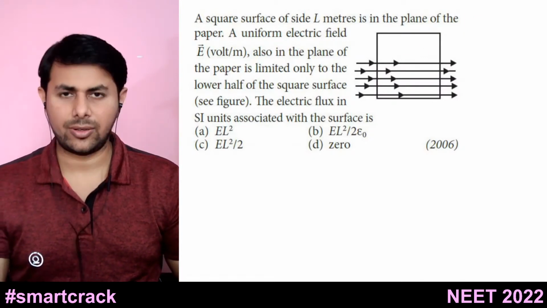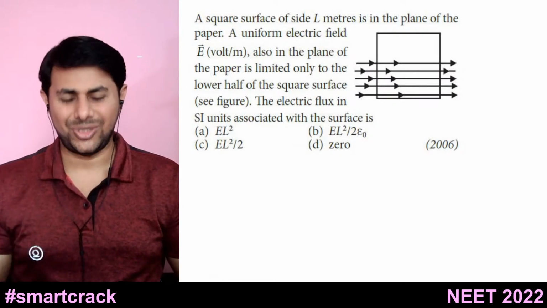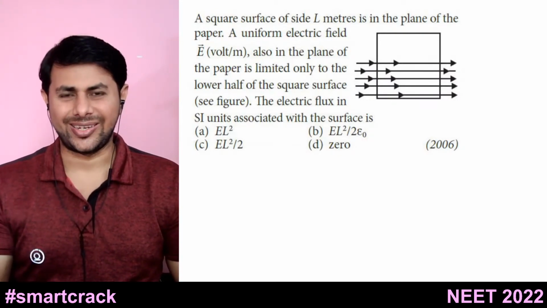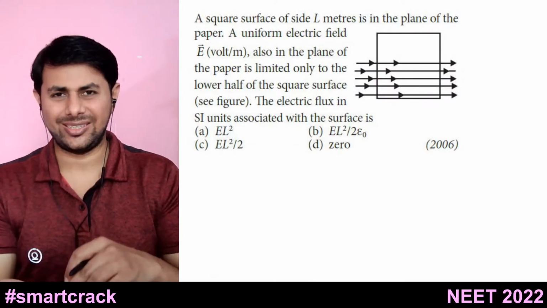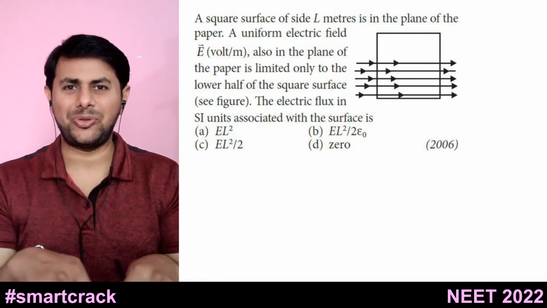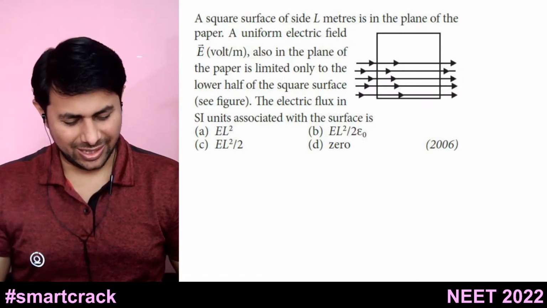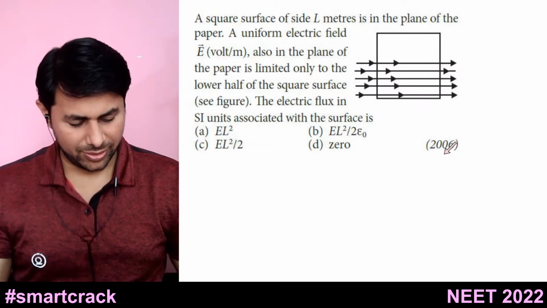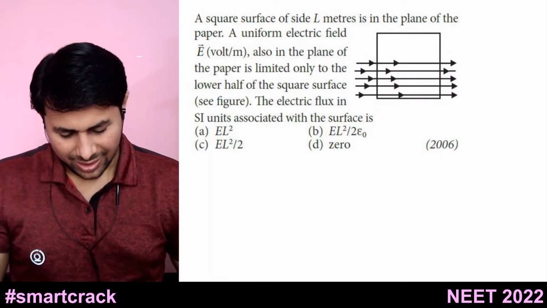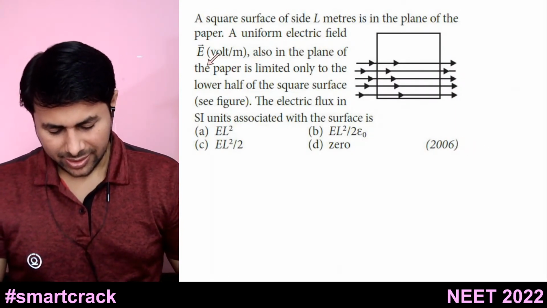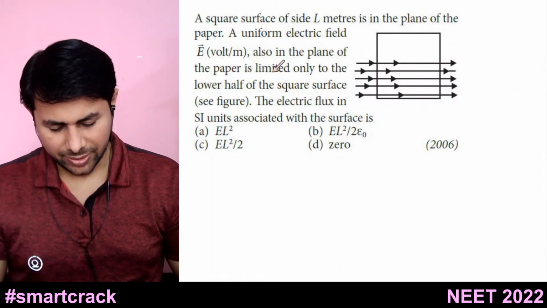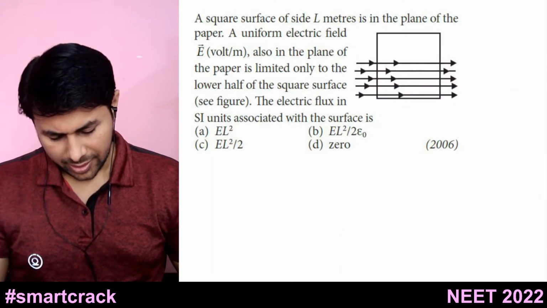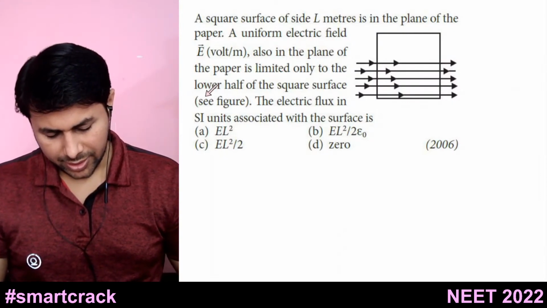Okay, you have a paper, and on that paper, this is regarding your question paper. The square surface, they are saying, is in the plane of your question paper, of NEET, or it was AIPMT at that time, 2006. A uniform electric field E bar volts per meter is also in the plane of the paper. So again it's similar, and it is limited only to the lower half.